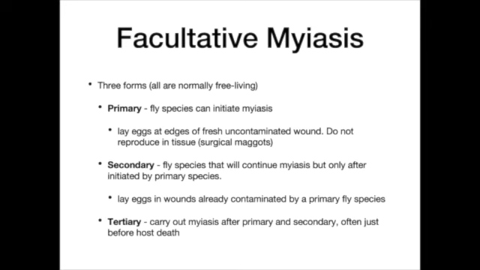In tertiary, these are the fly species that are usually present just before death or just following death. They will finish myiasis after both a primary and secondary species have, and forensic entomologists sometimes look at the series of flies that take part in primary, secondary, and tertiary, the order in which flies occur on a cadaver.